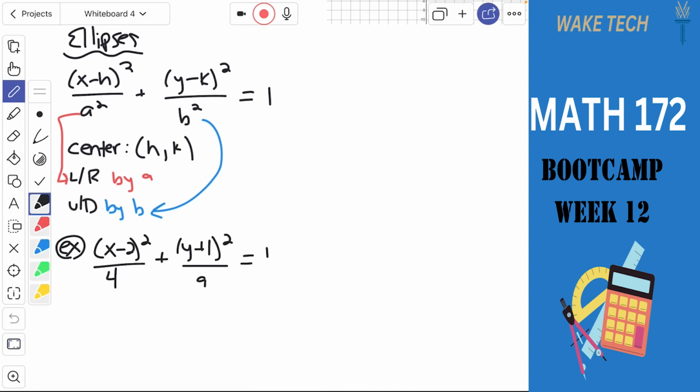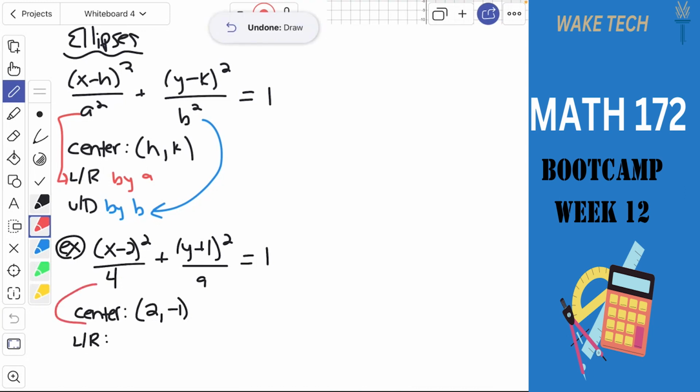So let's walk through this one together. The center is at the opposite of the number with x and the opposite of the number with y. That's 2, negative 1. We should go left and right according to the denominator with x, right? Those are the left and right values. The square root of 4 says we're going to go left and right 2 units.